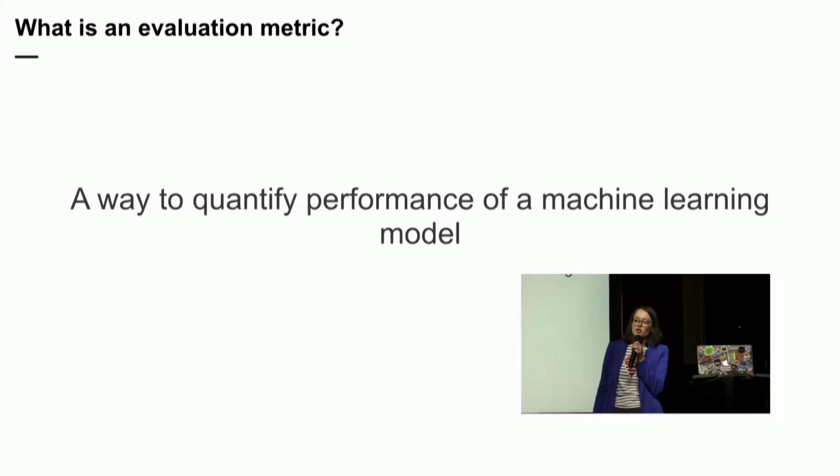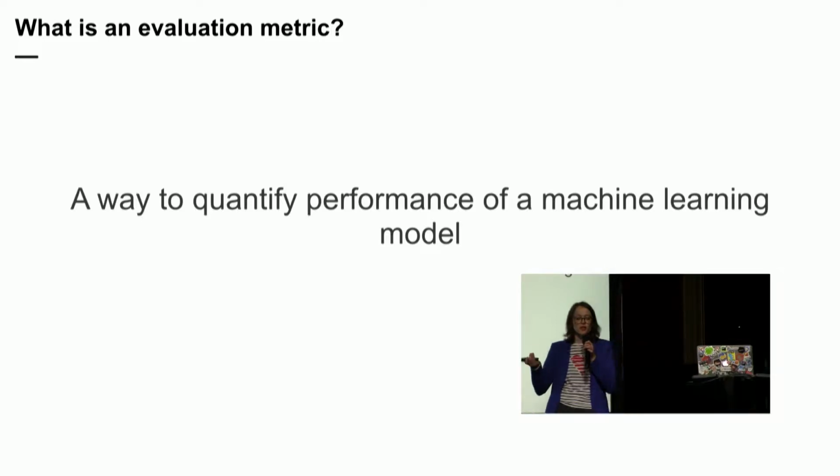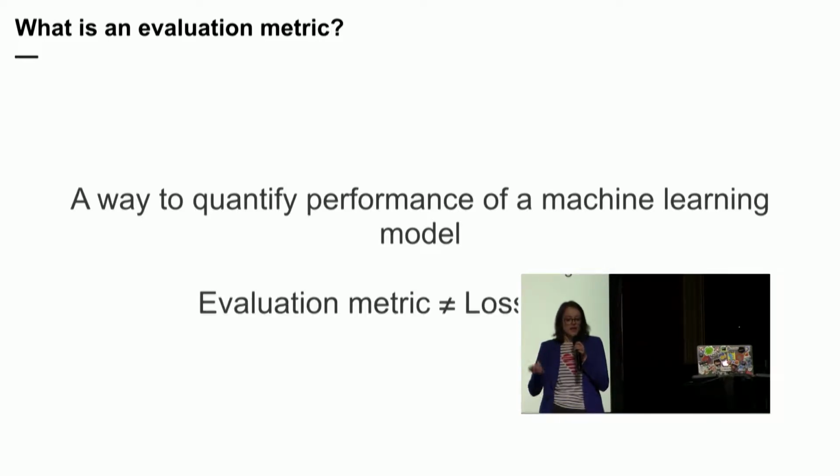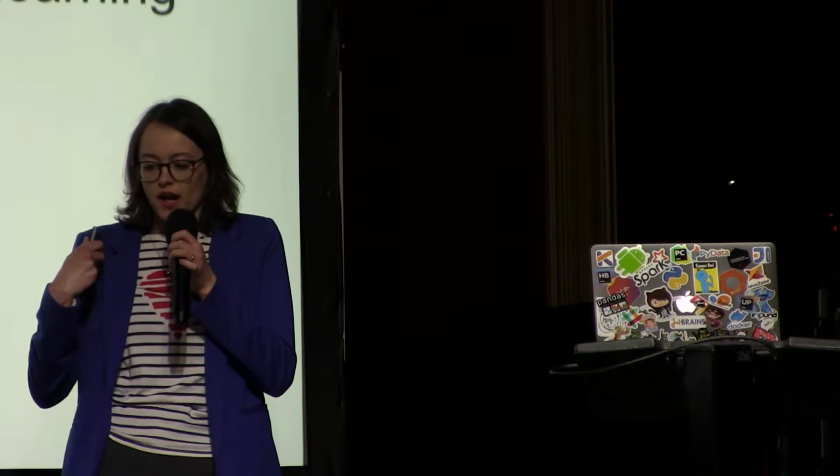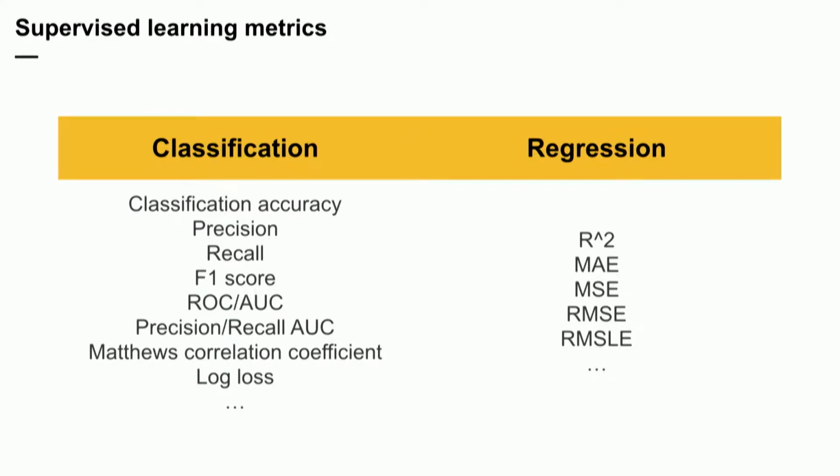So evaluation metric is basically a way to quantify the performance of a trained machine learning model. And it is not the same as a loss function. A loss function is something that is used during the training, something you optimize for. And evaluation metrics is something that gives you a number that tells you how good your model is or how bad it is. It lets you compare different models and choose which one is better. And we're going to talk about supervised learning metrics, specifically for classification and regression.